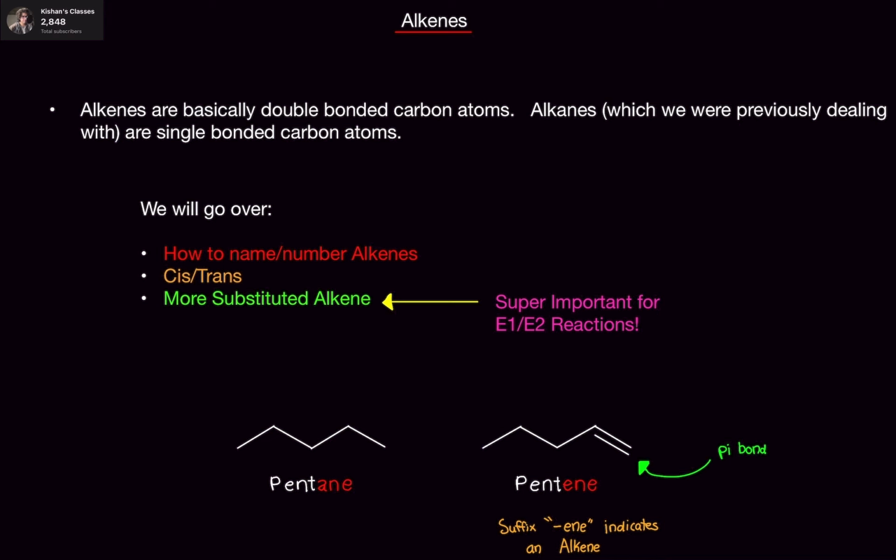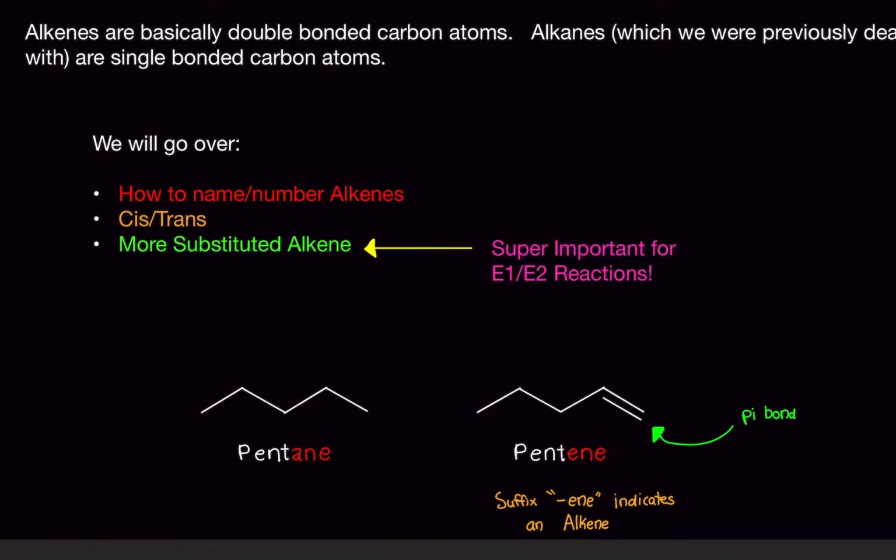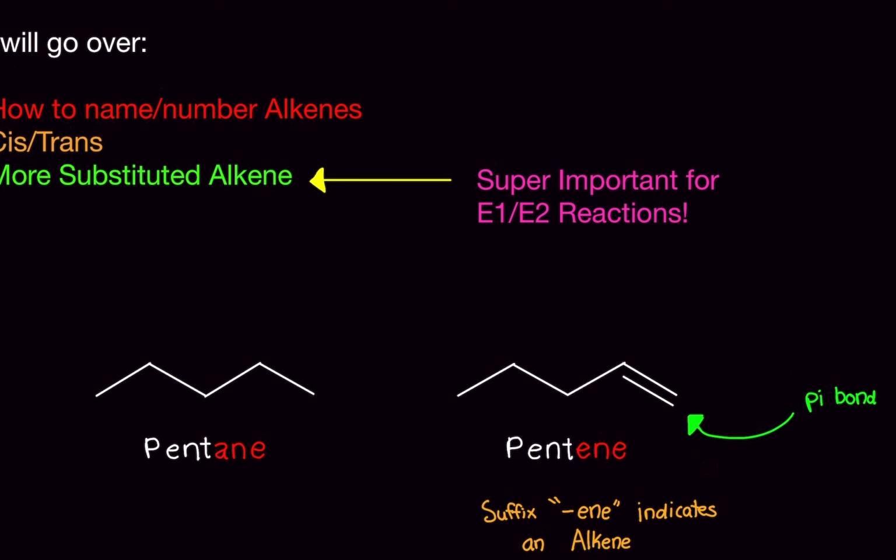So, here, I have an example. On the left-hand side here, we have a pentane, right? Pent means 5. So this is a pentane, 1, 2, 3, 4, 5 carbons. And ane, the suffix, means it's an alkane, or single-bonded carbons, no double bonds. On the right here, we have pentene. Pentene, the suffix ene, tells us we have an alkene, or a double-bonded carbon somewhere in the compound.